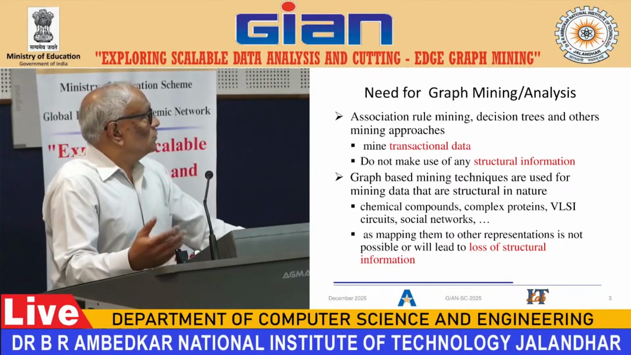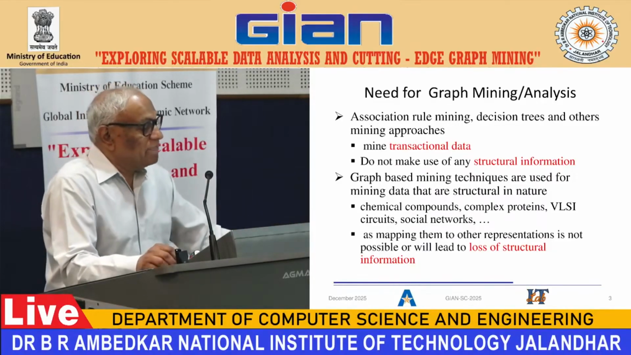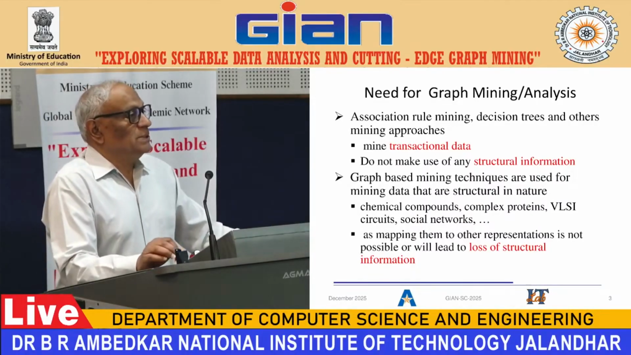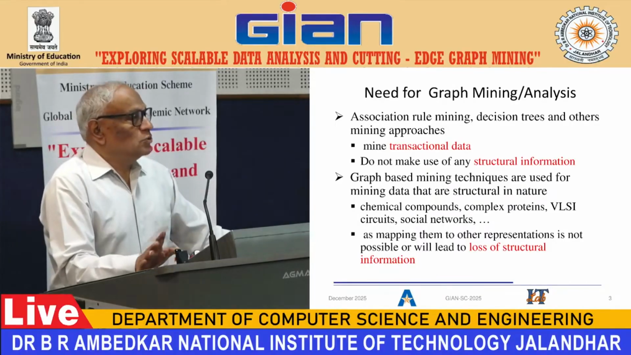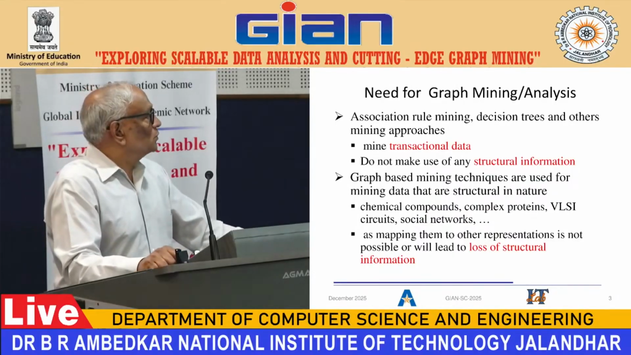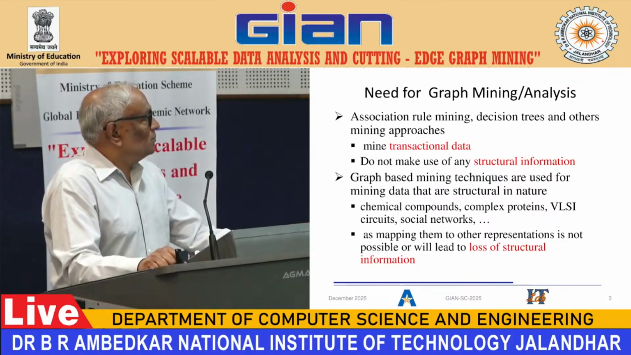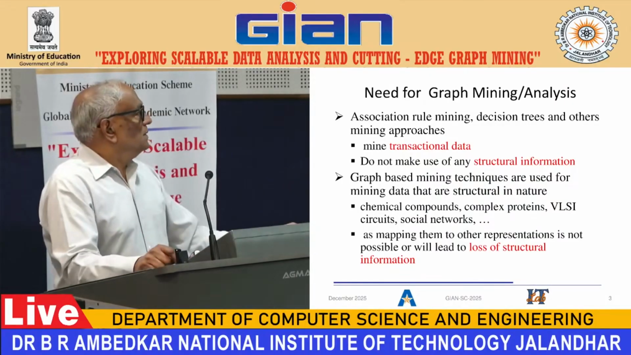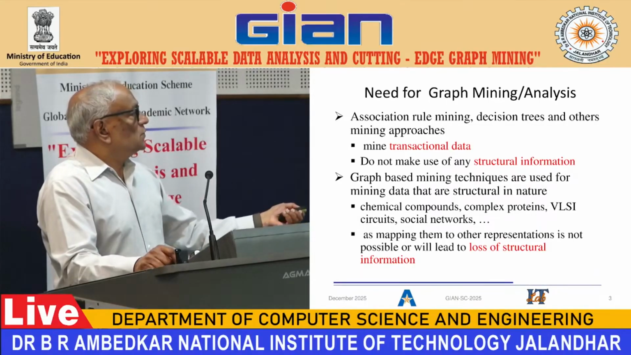We have been using association rule mining, decision trees and others, as we discussed yesterday. Most of these are considered transactional data. That means data in a tabular format, which mostly depend upon numbers, integers, categorical attributes and so on, and do not make use of any structural relationships, that means relationships between entities. So graph-based mining techniques are used for mining data that are structural in nature.